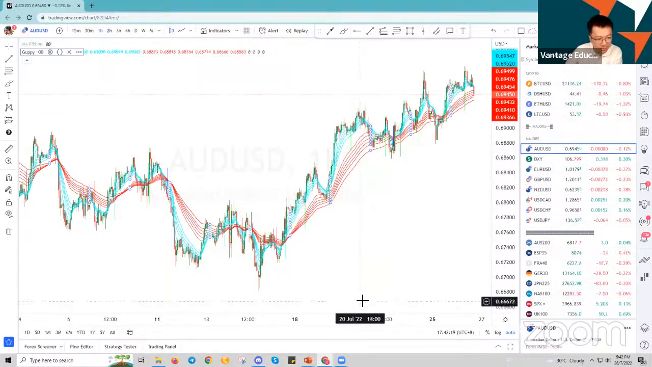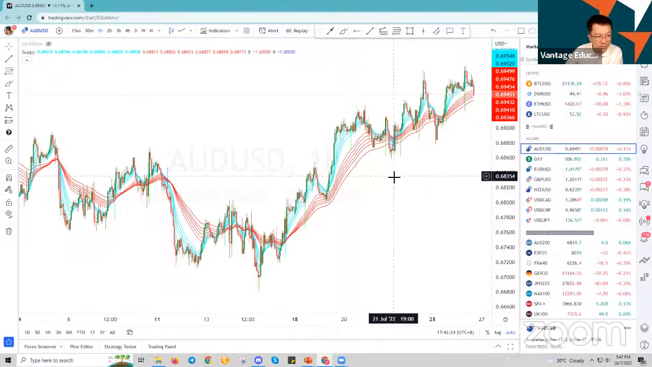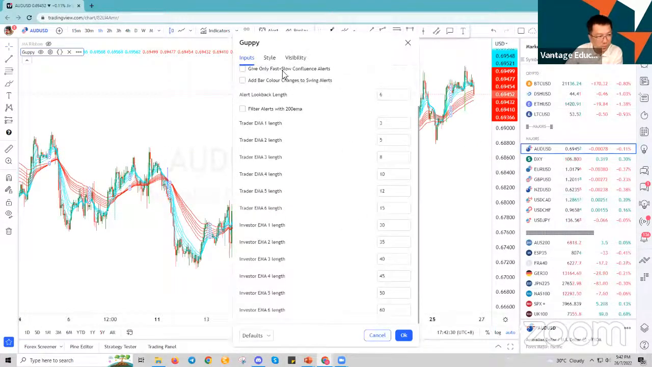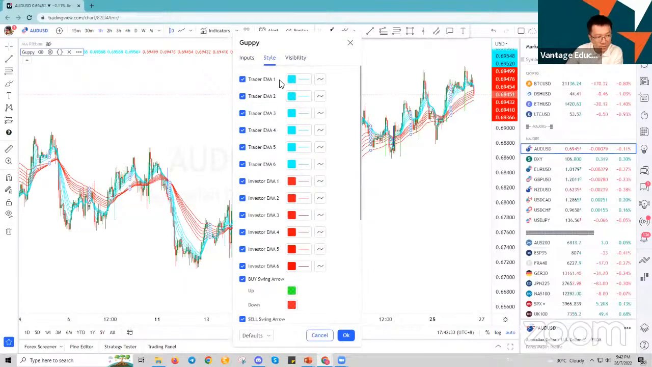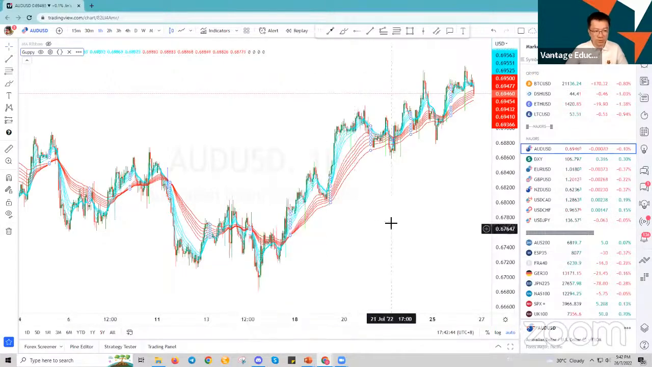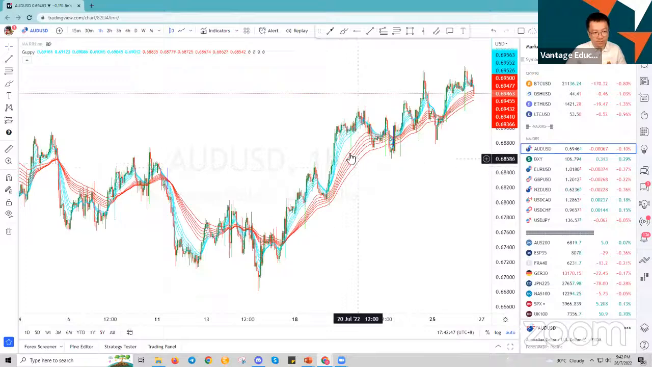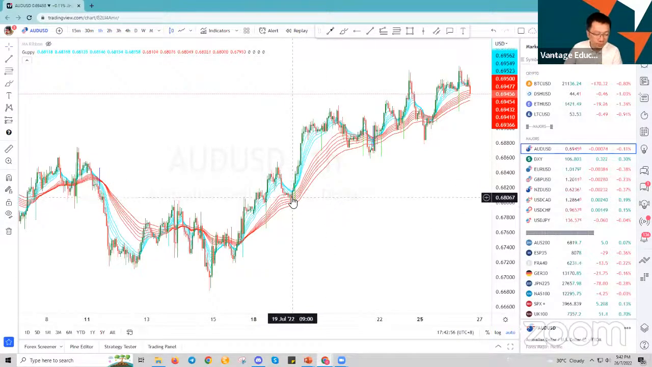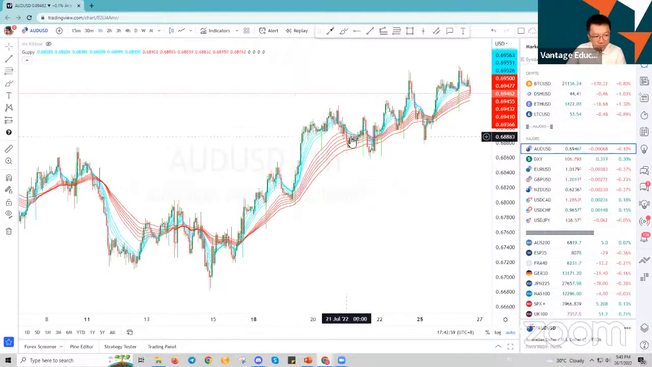So when we look at the guppy, what we want to consider is that we want all the moving averages, or the blue ones and the red ones. I'll show you here again. The blue ones are the 1, 2, 3, 4, 5, 6 EMAs, and then they call it the trader and investor EMAs to show you the longer and the shorter term moves. We want price. Again, you can see how in this case price is being supported by the red moving averages here.